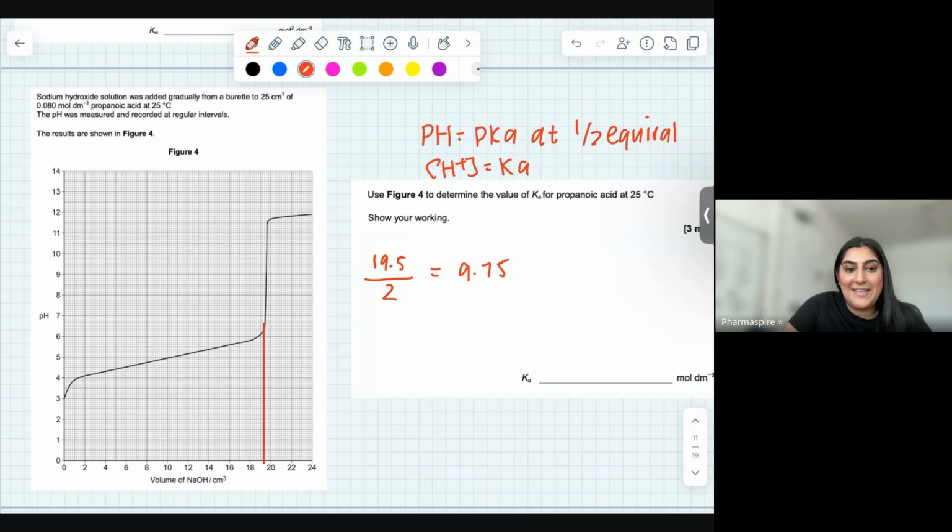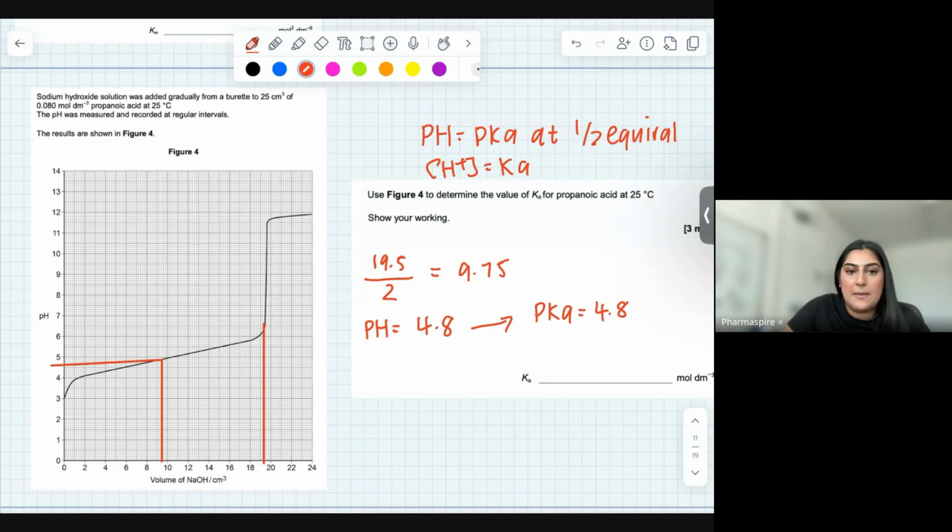Now, you can get your pH now, because if you look for 9.75 off here, it's round about there. You can read up to get your pH like that. You can do it better than me, obviously. But we're going to say like 4.8 is our pH. So remember, your pH is equal to the pKa at half the equivalence point. So technically, this is your pKa.